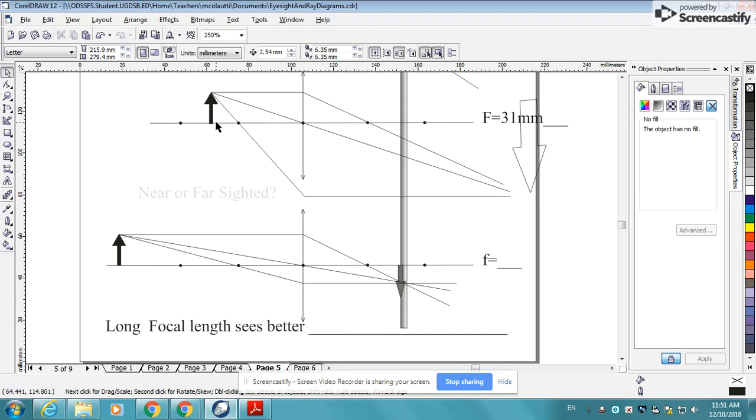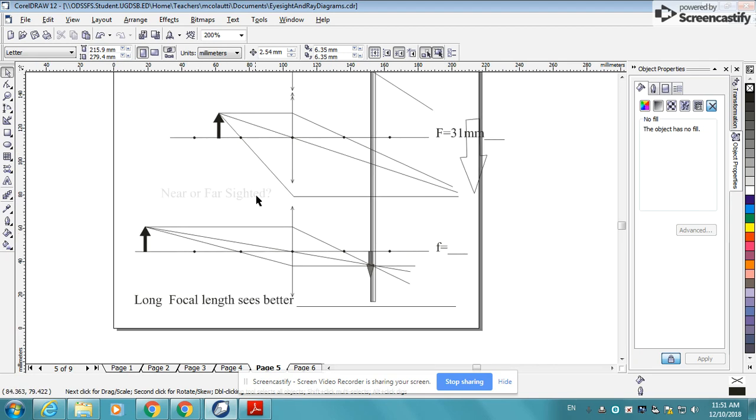So does this person with a long focal length eye see better when the object is up close and the image is here? Or do they see sharply when the object is back here and the image is here? This person sees best when the object is far away. So this person is farsighted.